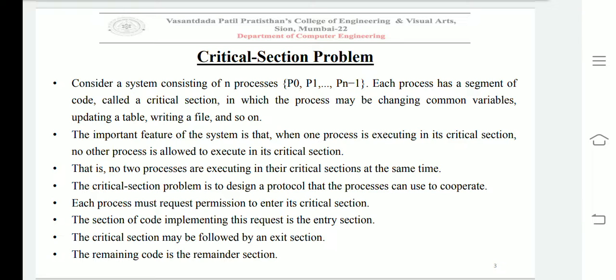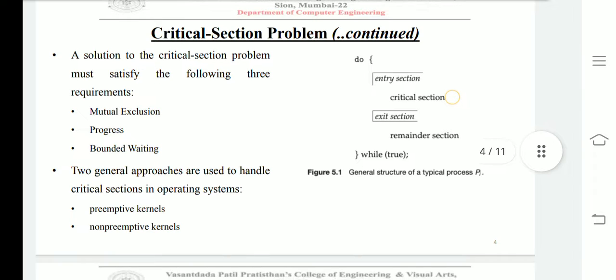The section of code implementing the request is the entry section. The critical section is followed by an exit section. The remaining code is the remainder section. Here you can see the structure for the critical section problem.